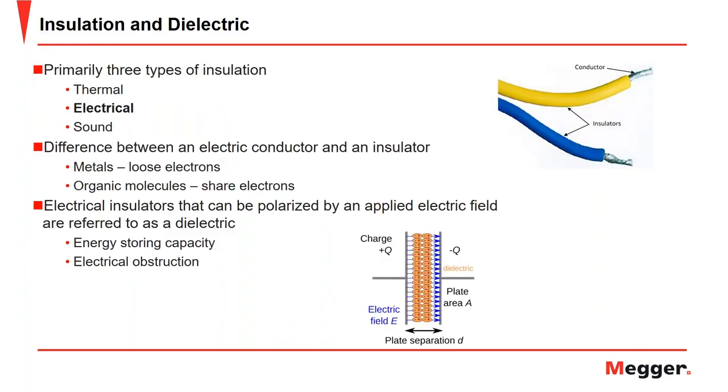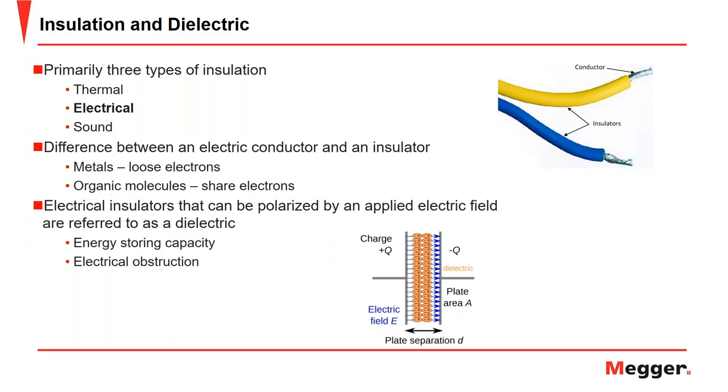When we talk about insulation, we primarily talk about three types of insulation. One being thermal, another being electrical, and the other being sound. Obviously today we're going to focus on the electrical side of insulations, often referred to as an insulator.